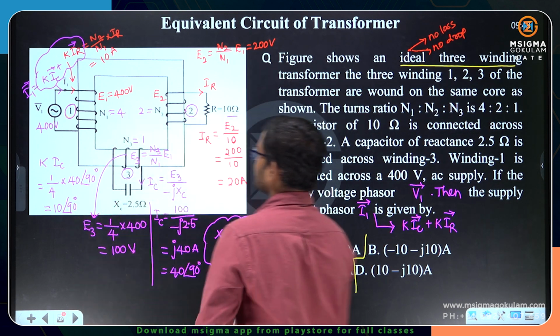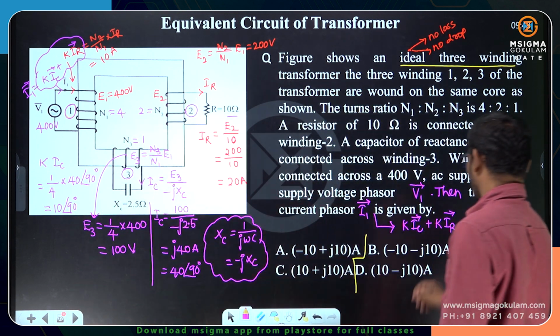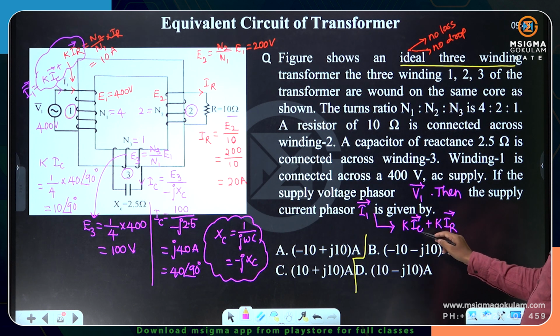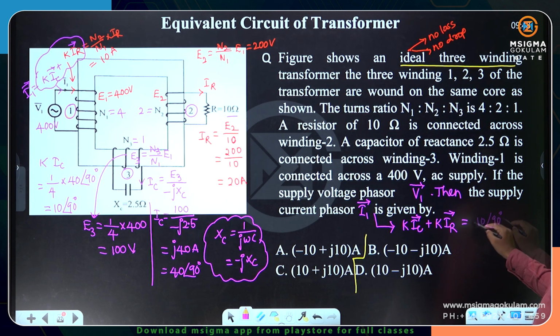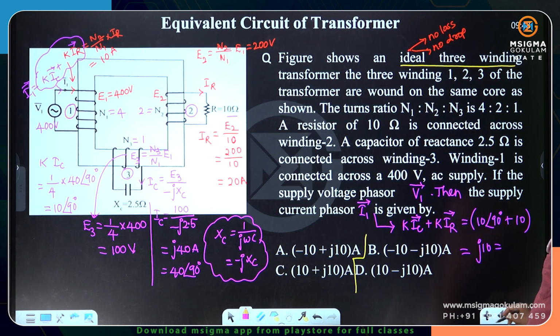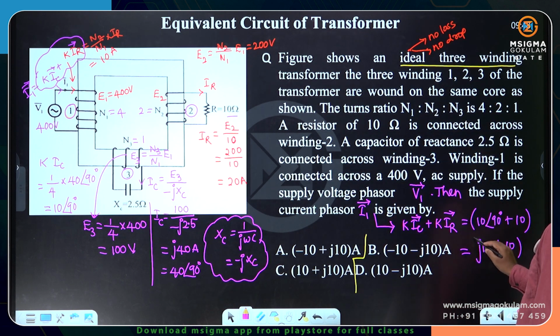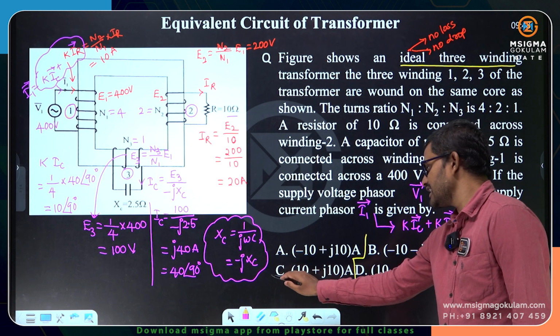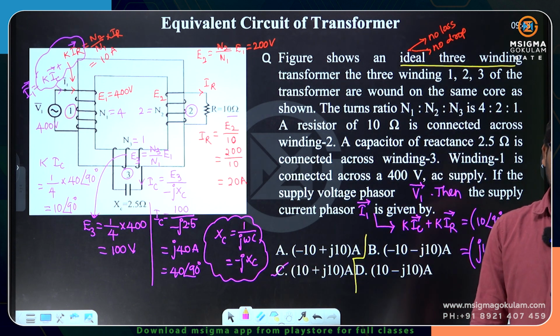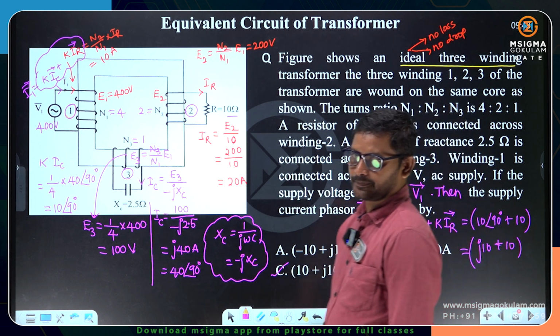That's it. So you just add them. K times IC we have got as 10 at an angle 90, and K times IR we got as 10. So it is 10 plus J10, or J10 plus 10. So which option is satisfying? C is satisfying. Yes or no? C is satisfying.